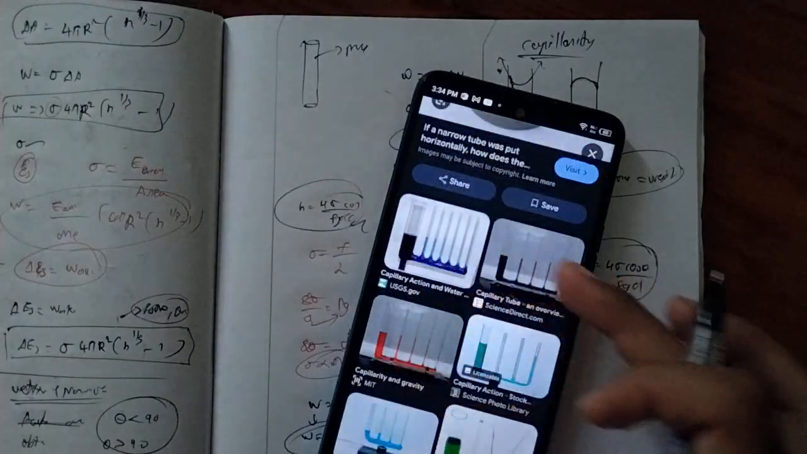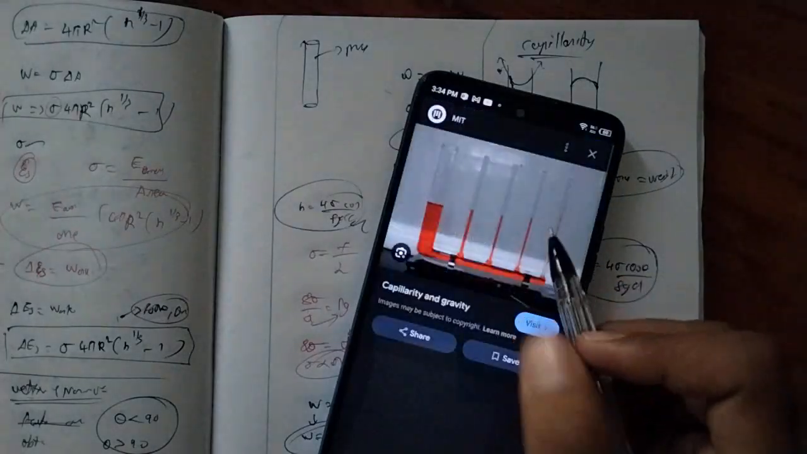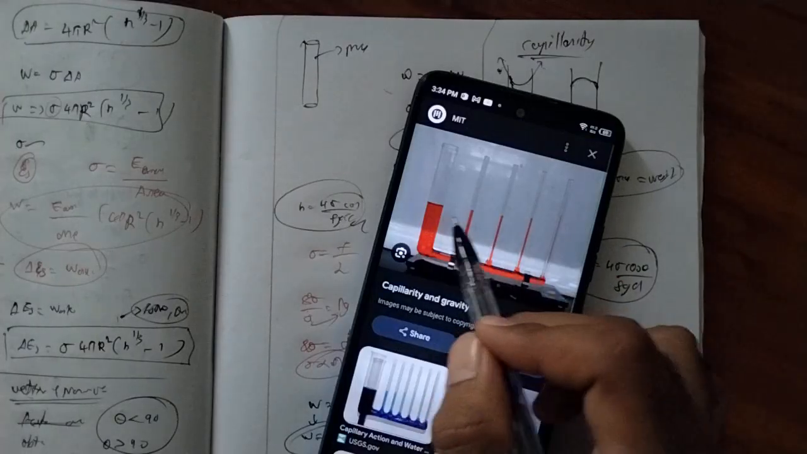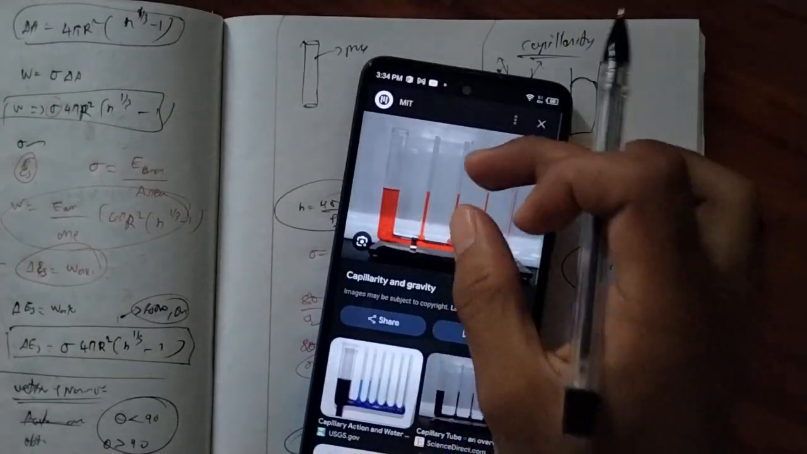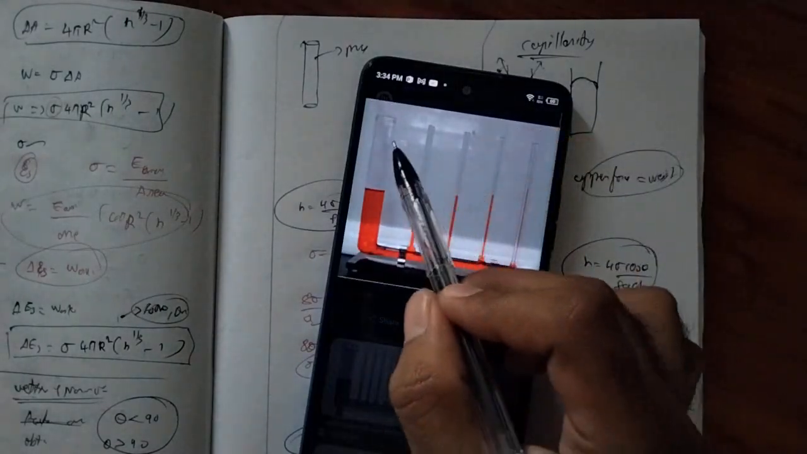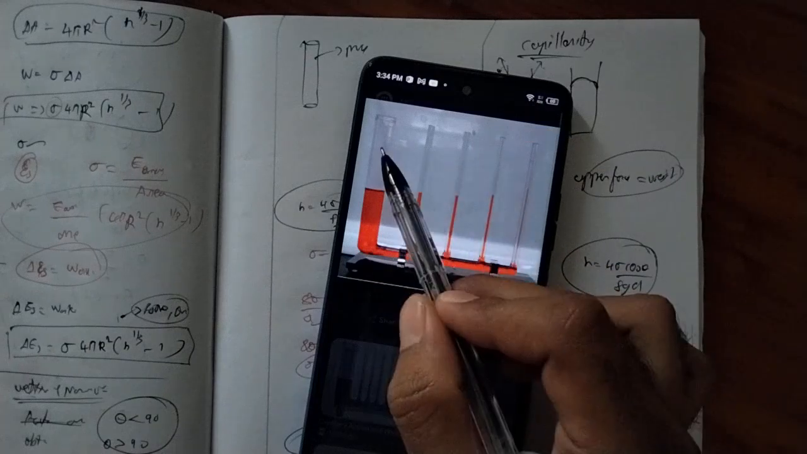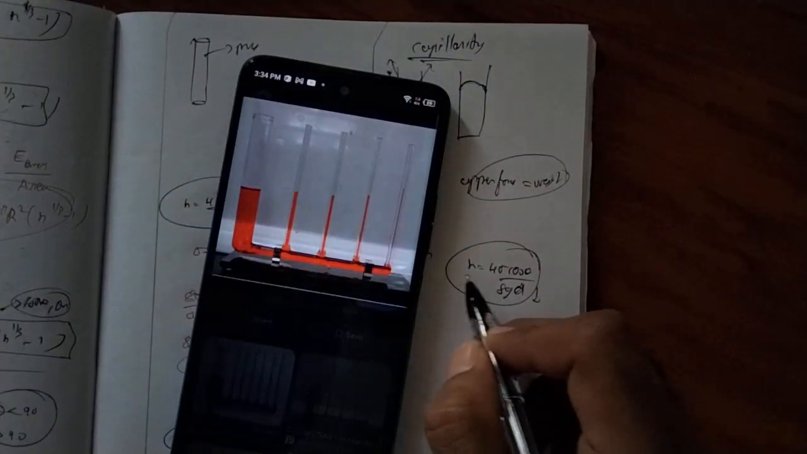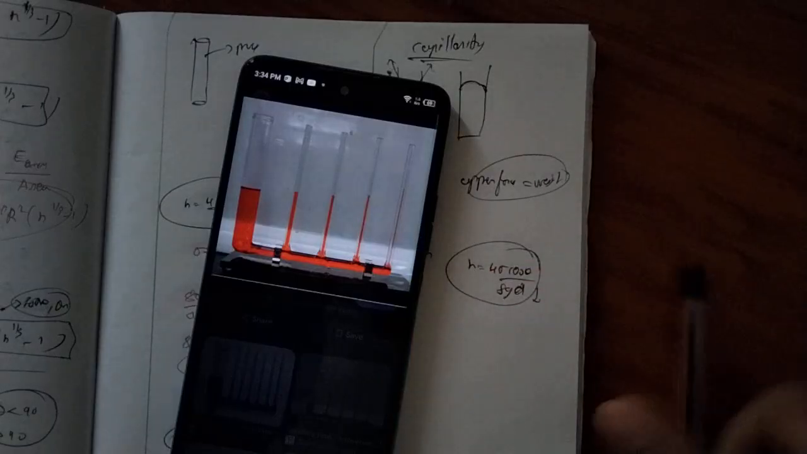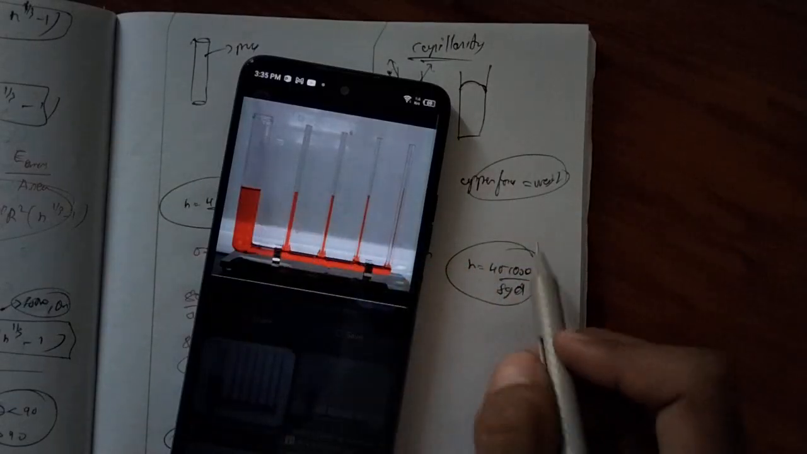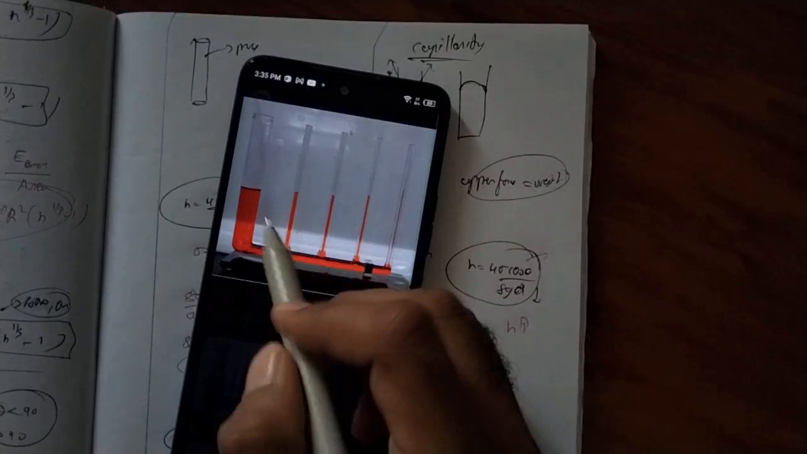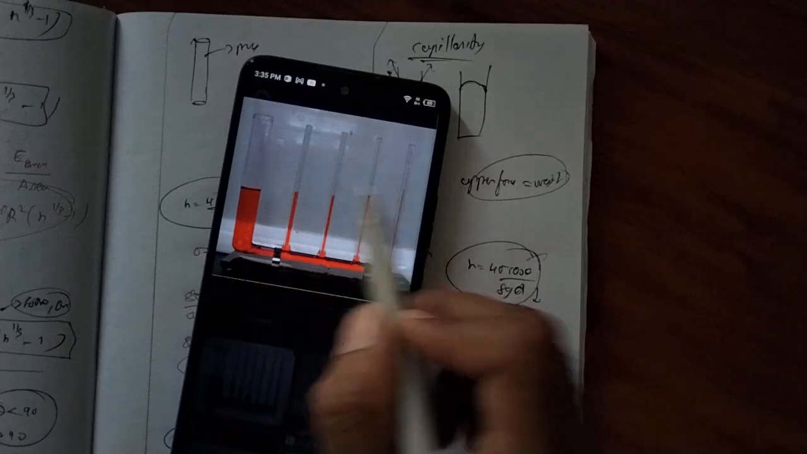You can see how everything depends on the diameter. Here the diameter is large, and as you go like this the diameter starts to decrease. As the diameter decreases, the height tends to increase. In each case, theta will be the same, but as the diameter decreases the height also increases.